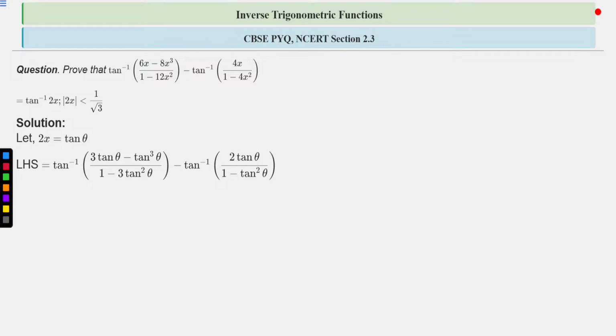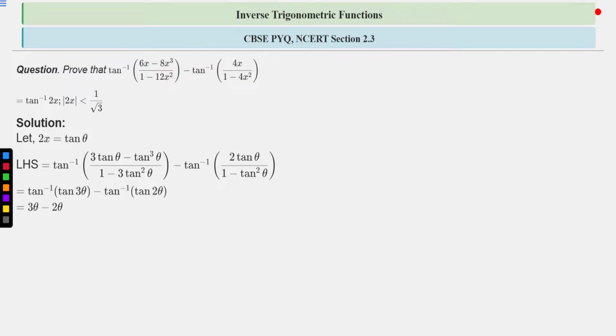Therefore, left hand side will become tan inverse (3 tan theta minus tan cube theta) upon (1 minus 3 tan square theta) minus tan inverse (2 tan theta) upon (1 minus tan square theta), right? So which will be equal to tan inverse tan 3 theta, because we know that the formula of tan 3 theta is basically (3 tan theta minus tan cube theta) upon (1 minus 3 tan square theta). And the formula of tan 2 theta is 2 tan theta upon (1 minus tan square theta). Therefore, further we can write it as tan inverse tan 3 theta minus tan inverse tan 2 theta.